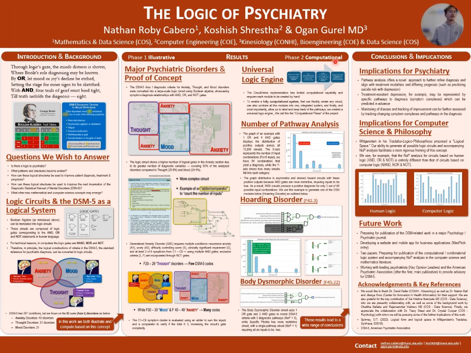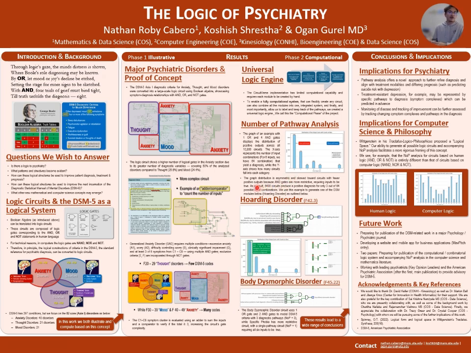For phase 2, I'll be going over the universal logic engine, the number of pathways analysis, and the hoarding disorder. At first, we created a computer program that can create a logic circuit for any given number of gates. The most important thing from this computer program is that we are able to find the pathways and compute the number of pathways analysis.